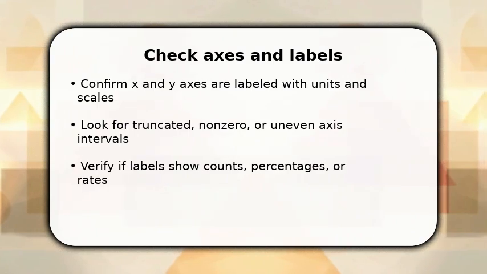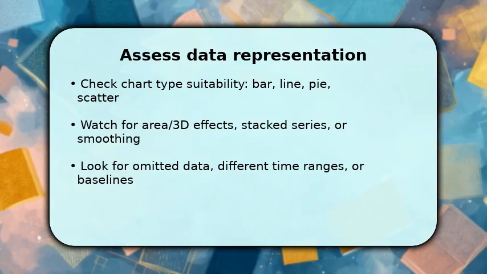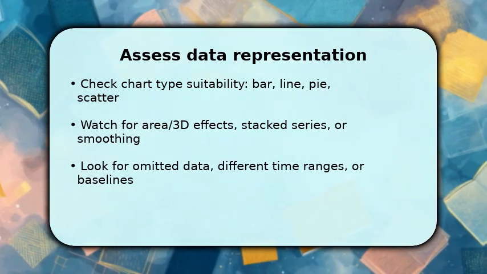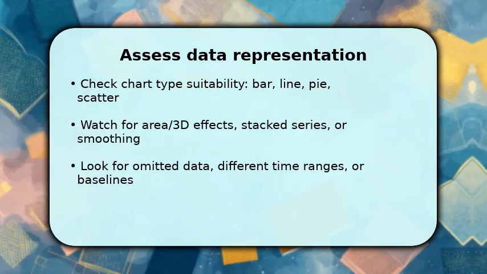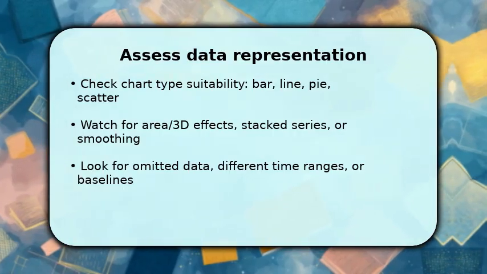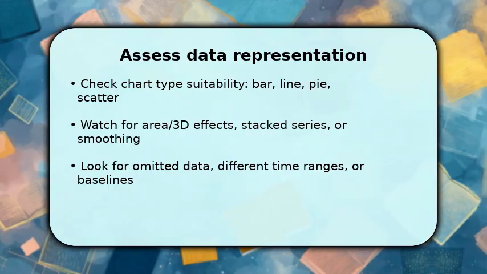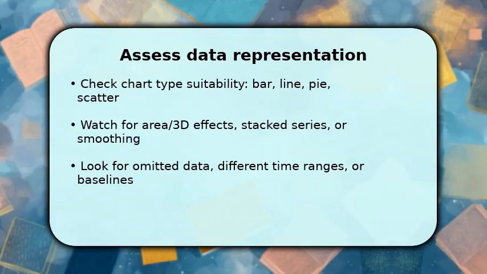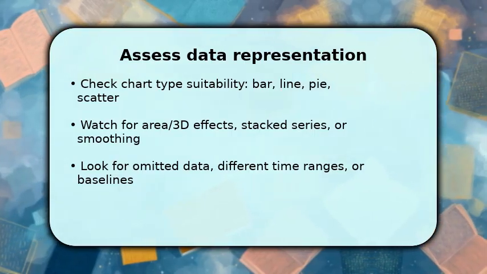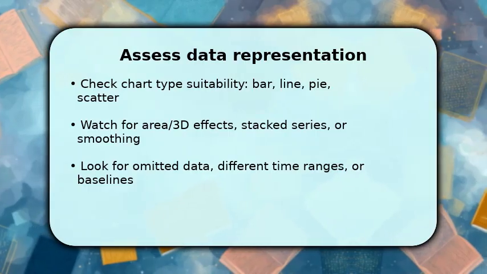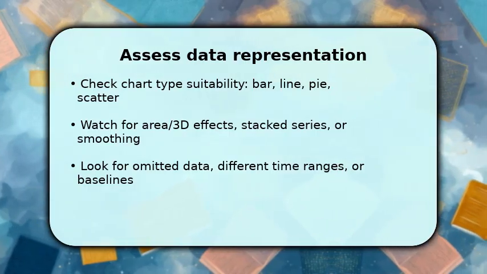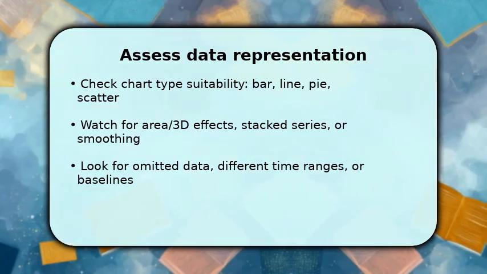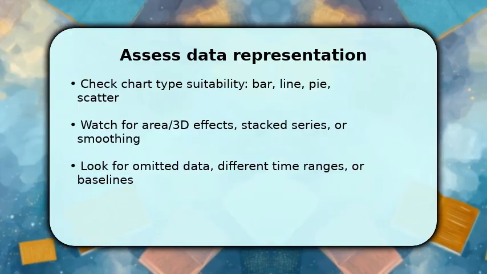Next, evaluate how the data are represented and why that matters. You examine whether the chosen chart type suits the data: bars for discrete comparisons, lines for trends, scatter for relationships. Then look for visual embellishments, 3D, area fills, stacking, or heavy smoothing that can distort perception. Once you spot those, check if segments or time ranges were omitted or aggregated. Inconsistent ranges or hidden baselines will change the story you think you see.